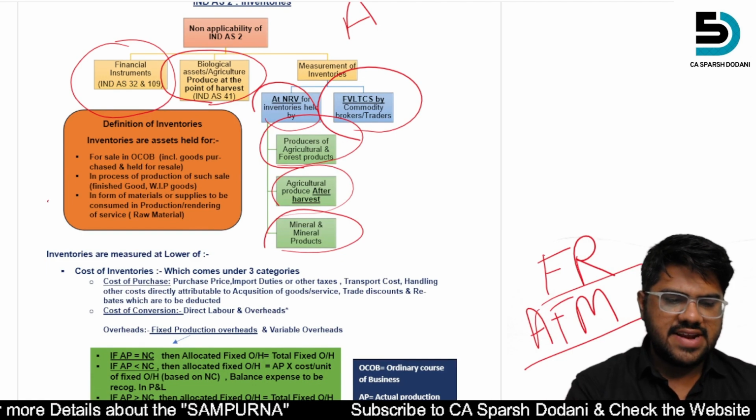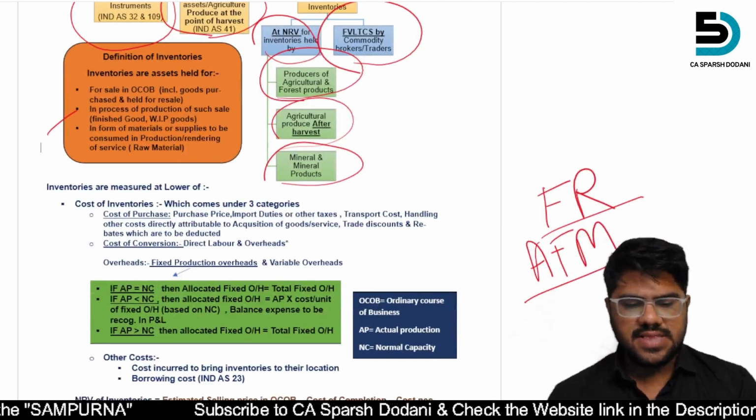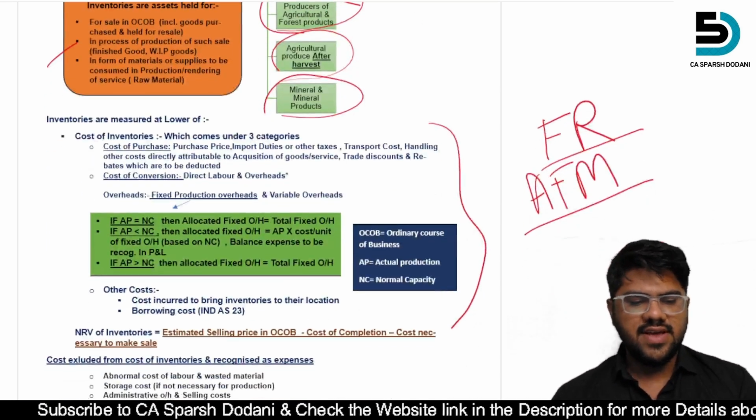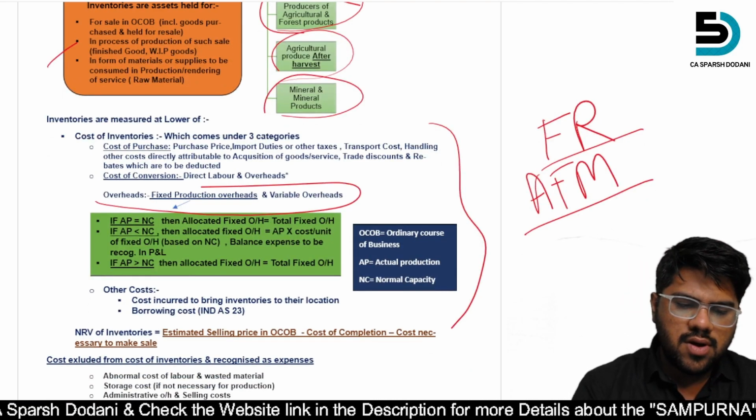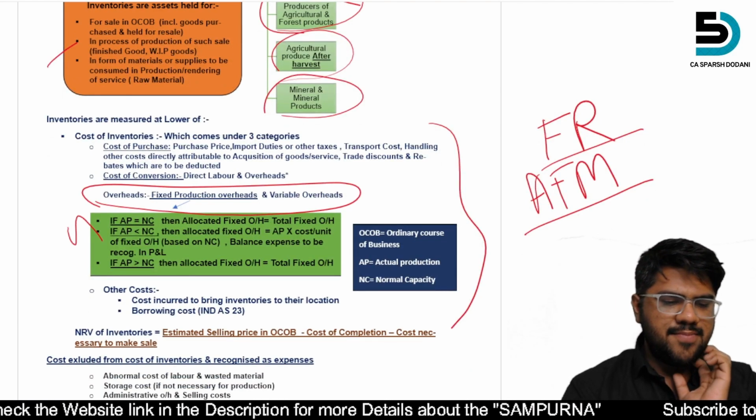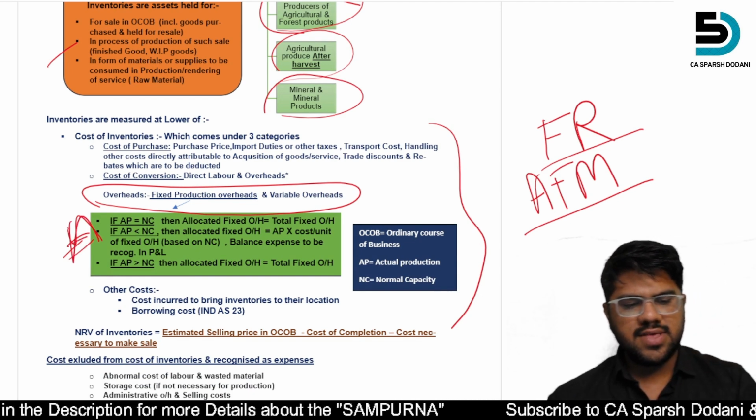Then this is important. Read out the definition of inventories. Then inventories are measured at, these are the measurement criteria for inventory, and how to allocate the fixed overhead. This is an important point. Give it a read. Basic है, ज़्यादा कोई दिक्कत नहीं है.